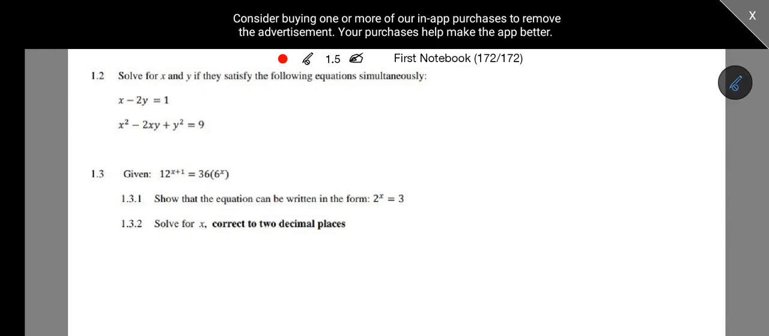So we're given a problem here. They tell us that 12 to the power of x plus 1 is equal to 36 multiplied by 6 to the power of x. And we must show that it can be written as 2 to the power of x equal to 3. So we must solve there, of course, right?